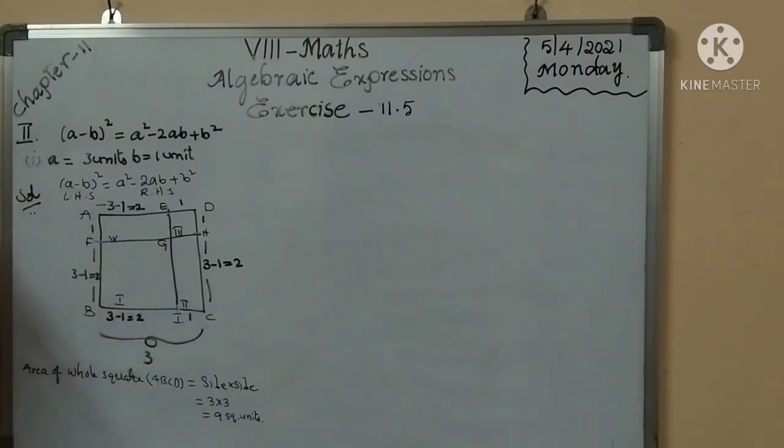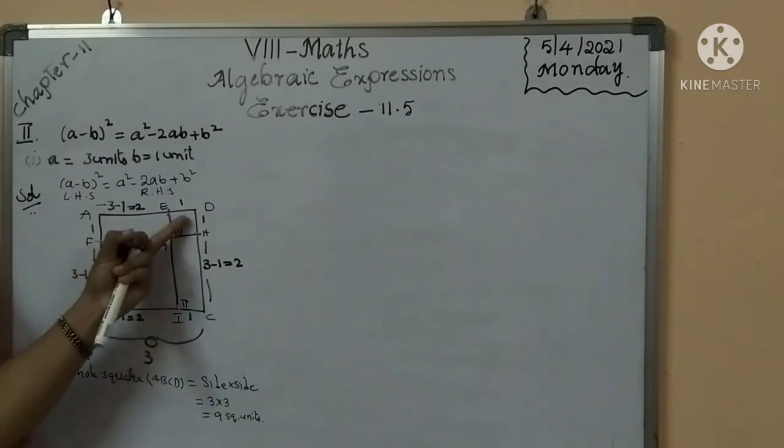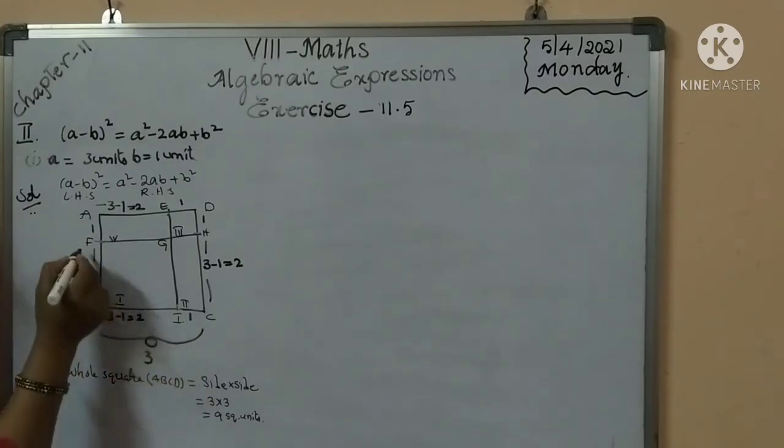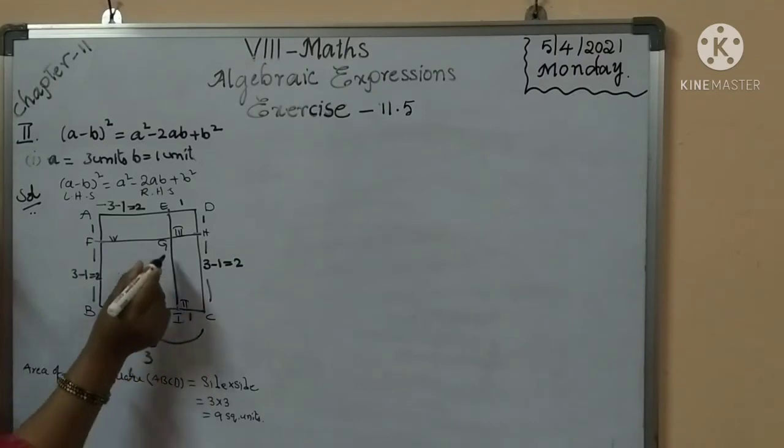Now here observe (a minus b) whole square. What is the formula of (a minus b) whole square? a square minus 2ab plus b square. Already we proved that (a minus b) whole square equal to a square minus 2ab plus b square. Now first find the area of the first region, the second region, the third region and the fourth region. So first we write the area of the first region. What is the shape here? BIGF is the shape of a square figure.